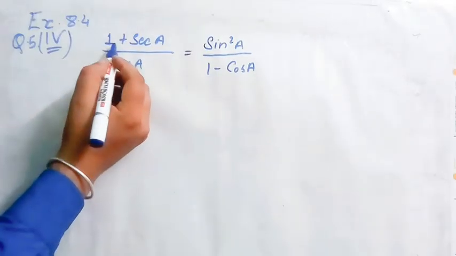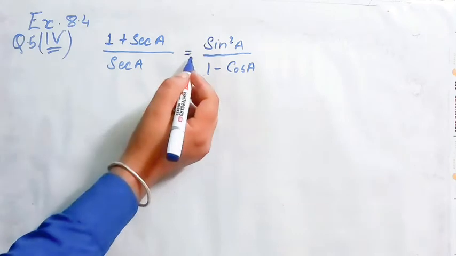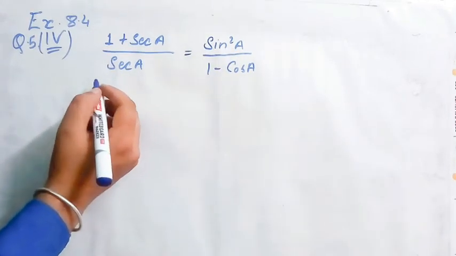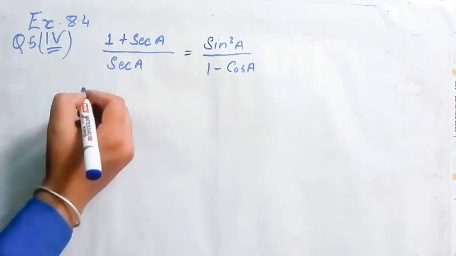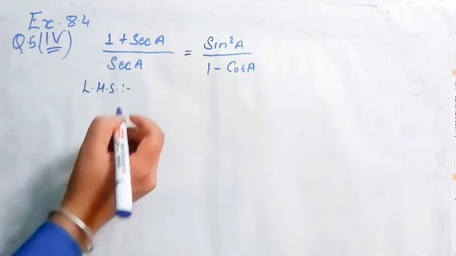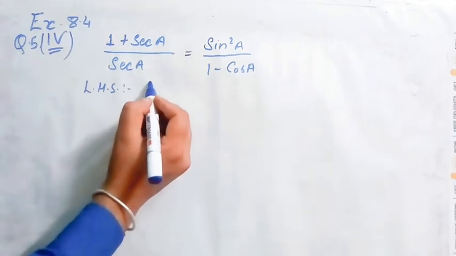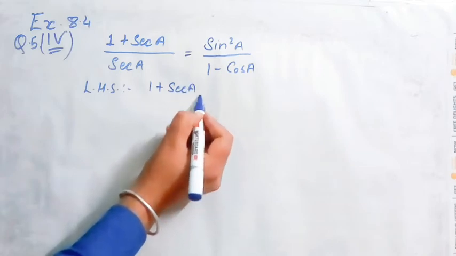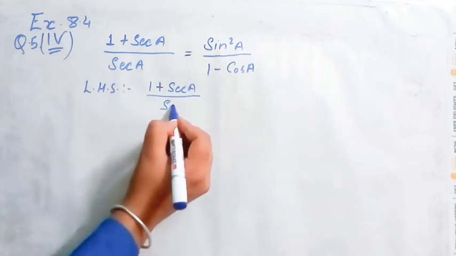Question number 5, part number 4. (1 plus secant A) whole upon secant A equals sine square A upon 1 minus cos A. So let us take the left hand side first of all. That is 1 plus secant A whole upon secant A.